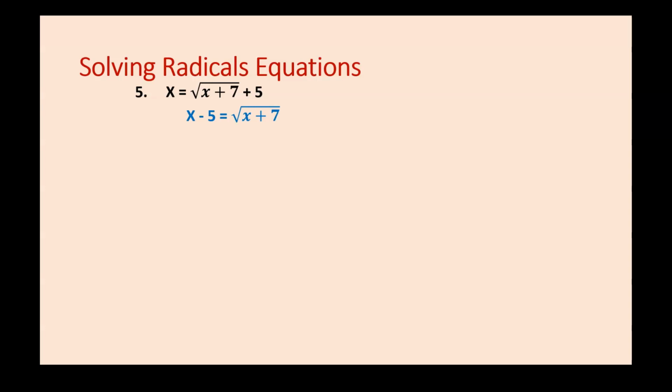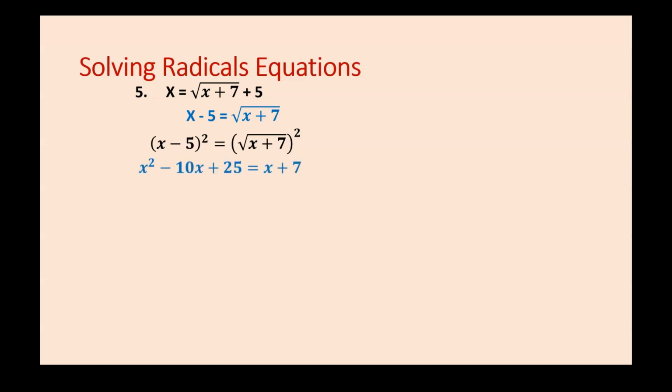I can see now that I have the square root by itself. So, once the square root is by itself, what do we do? That is right. We're going to square both sides. We square both sides once we have the radical by itself. On the right side, the square and the square root will cancel each other out. On the left side, we get a quadratic equation.